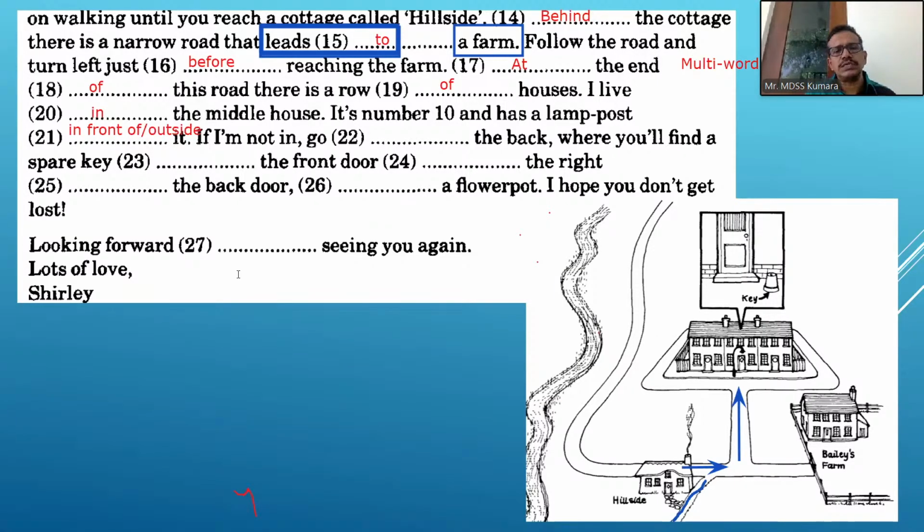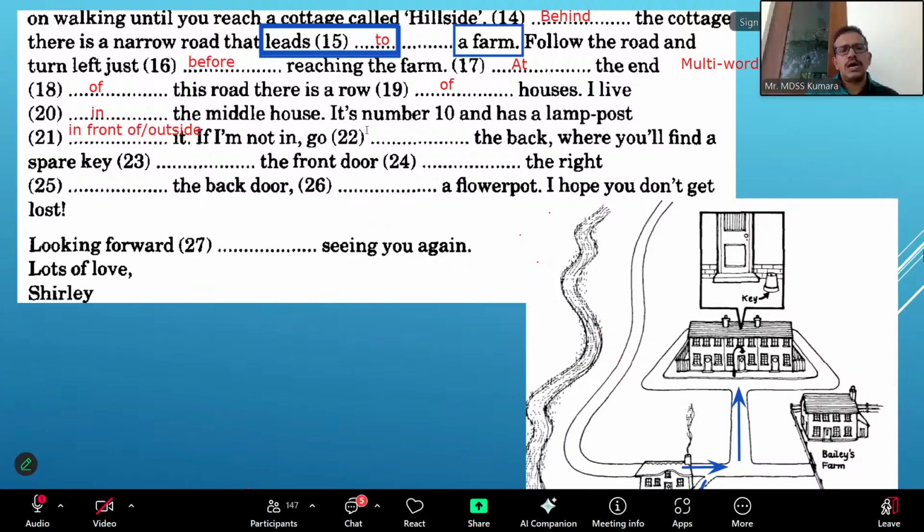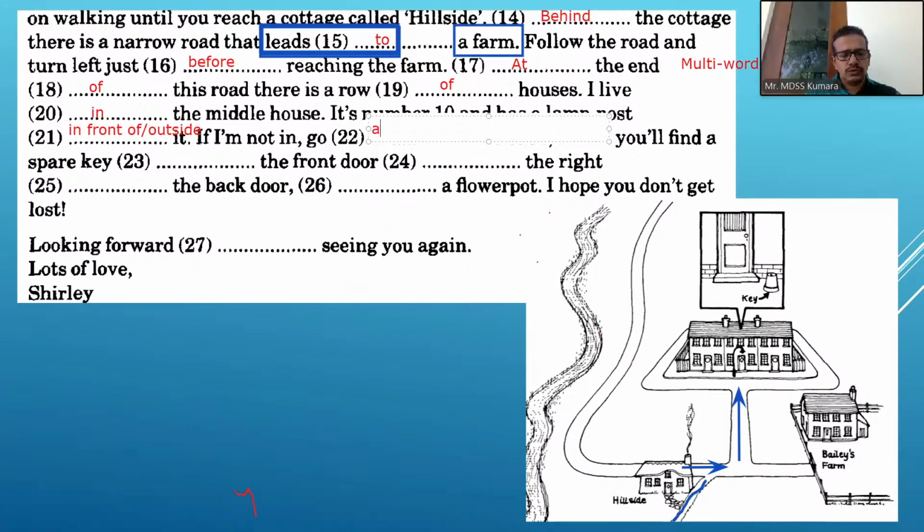If I am not in, go blank the back. Around. Yes. Go around the back. Or you can also use to, go to the back. Around was the answer given in the book, but to is also right. If I am not in, go around the back or go to the back.